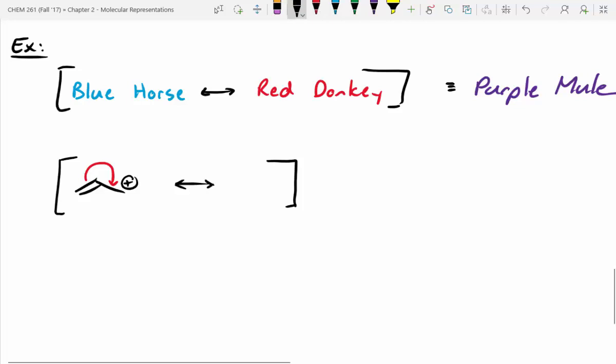But when we do it, now the positive charge is located on this side. Sometimes what students will do is draw in all of the hydrogens. Let me slide this over.